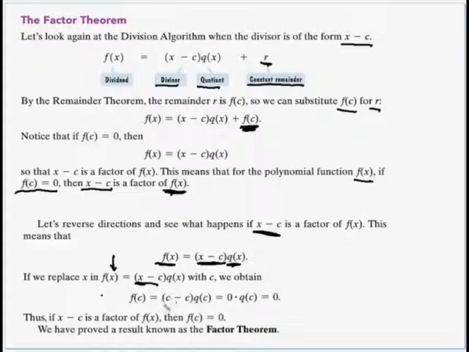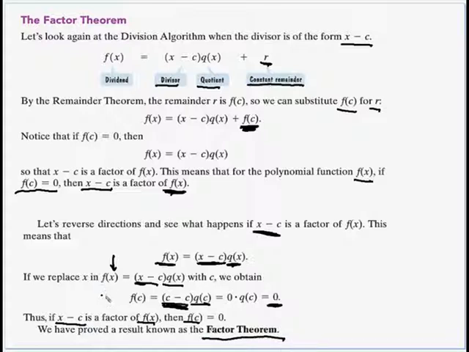So now that term becomes c minus c times q of x. Again, x is replaced with c, so now that's q of c. So that's going to equal c minus c becomes a 0. 0 times q of c is 0. Thus, if x minus c is a factor of the polynomial, then f of c is equal to 0. We have proved a result known as the Factor Theorem.